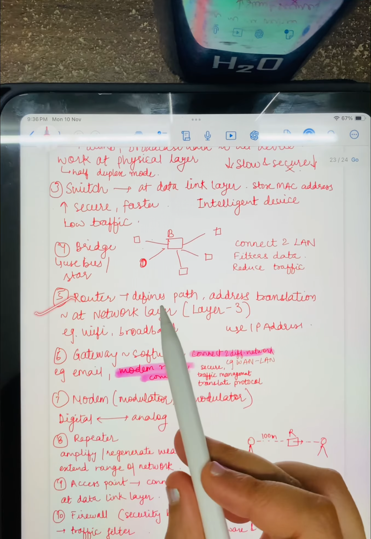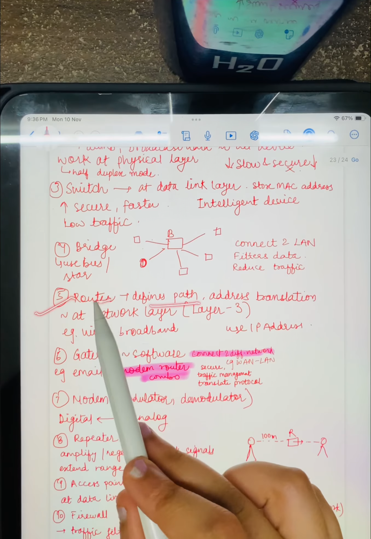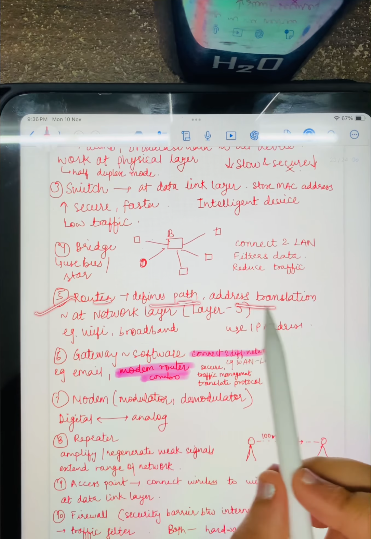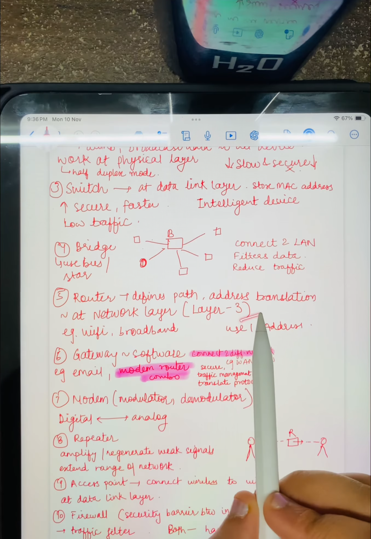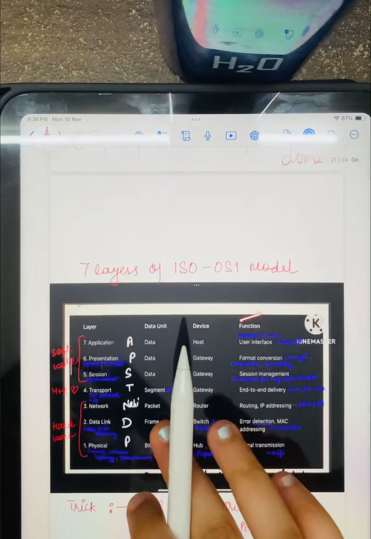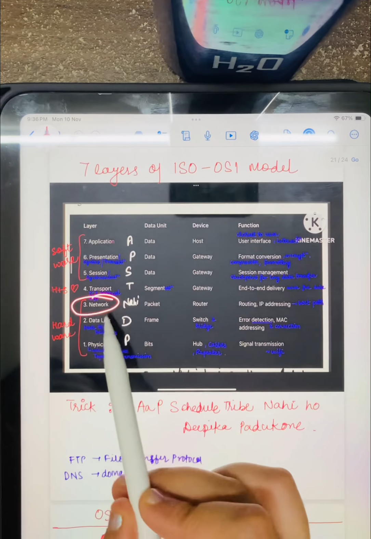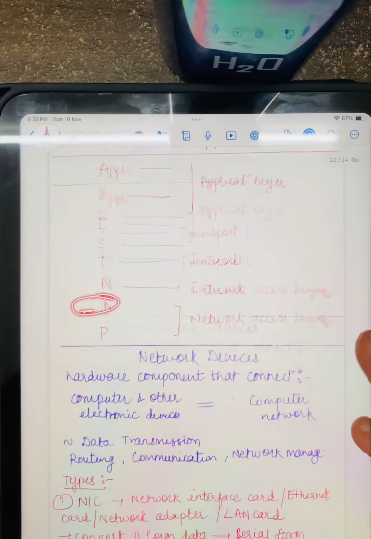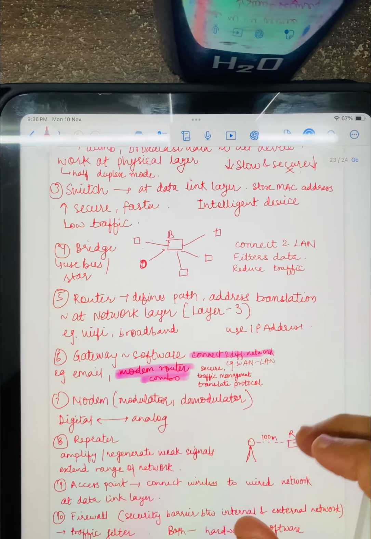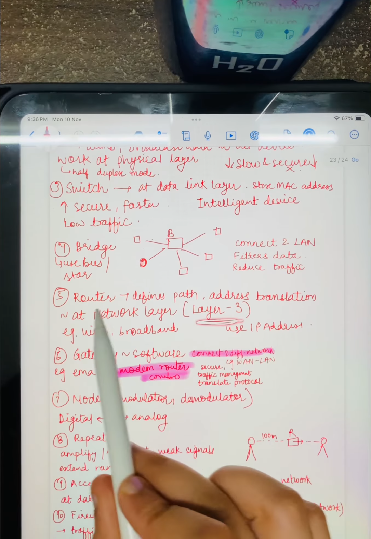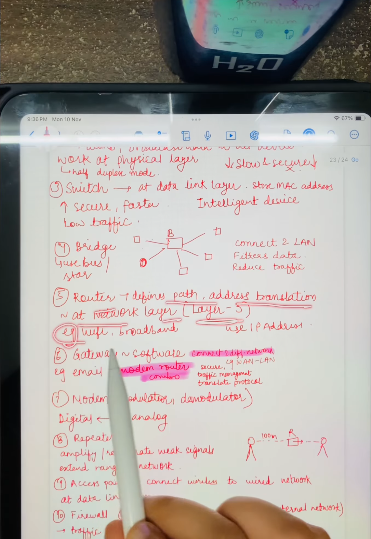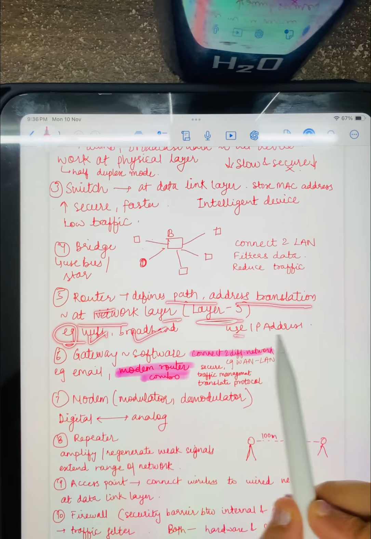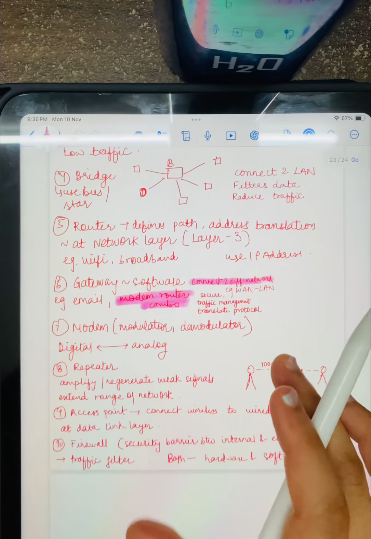Then comes router. It defines path. Router defines path. It addresses translations at network layer. It is at layer 3. See, layer 3, network layer 3. Okay. Yeah. Layer 3 router defines path, address translations at network layer. Example is Wi-Fi, broadband. It uses IP address.